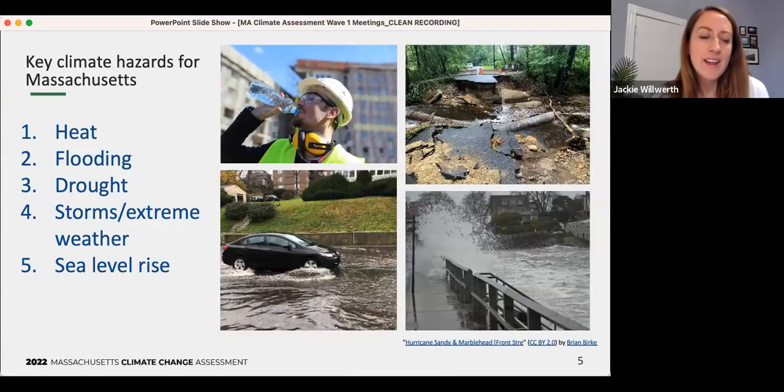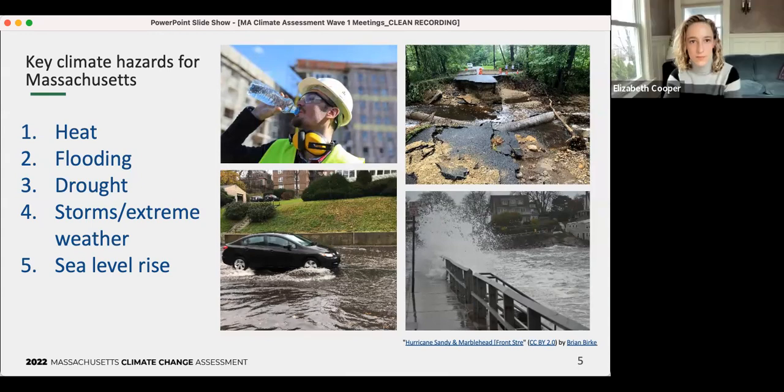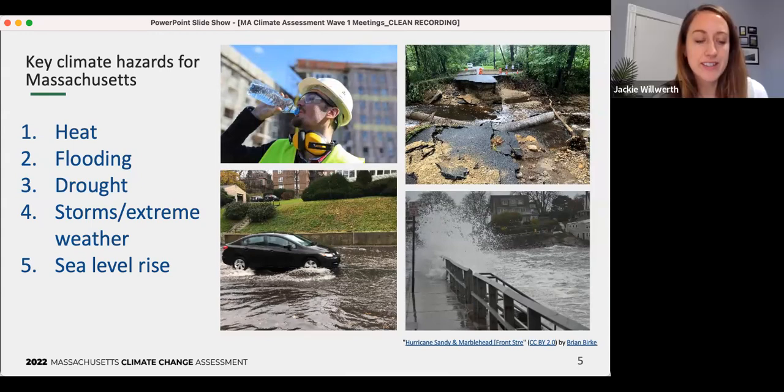Thanks, Elizabeth. There are 5 key climate hazards we'll focus on today, and those are listed here. The first is heat, which includes both general warming as well as an increase in the number of extreme heat days. Flooding, which includes river flooding as well as backups in overwhelmed drainage systems. Droughts, storms and extreme weather, and sea level rise, which can result in both permanent flooding along the coast as well as increases in high tide flooding events.